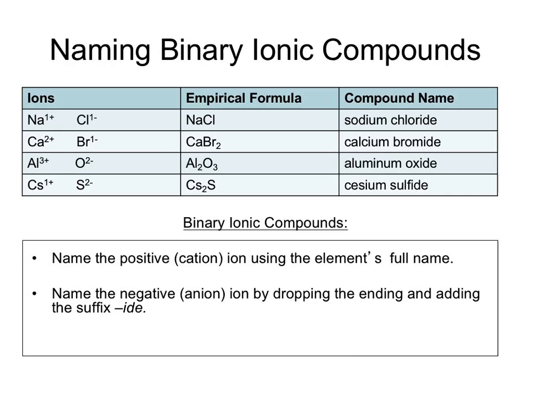First you're going to name the positive ion, the cation, and you use the element's full name, the entire thing. This first one starts with sodium, so we just write sodium. Next one's calcium, so we just write calcium. Now you always name the positive one first. Positive one goes first. That is a rule. Next comes the negative one. You name the negative one, the anion. You drop the ending and you add IDE.